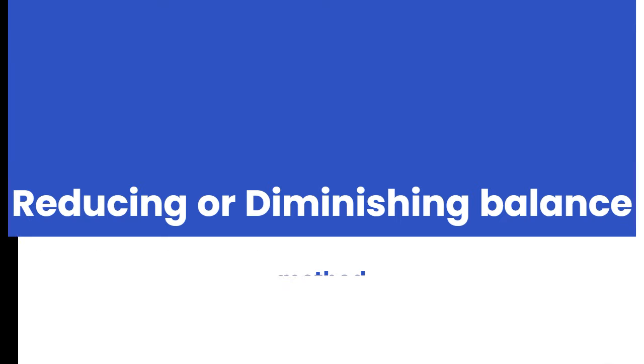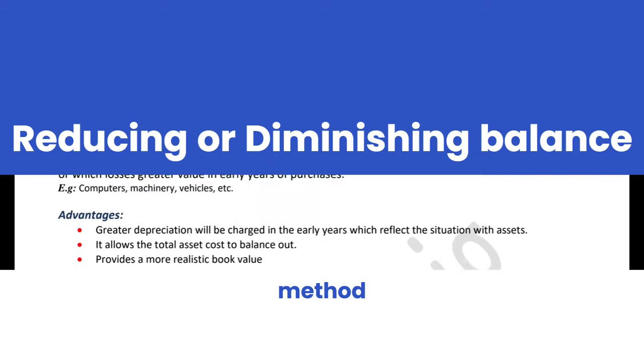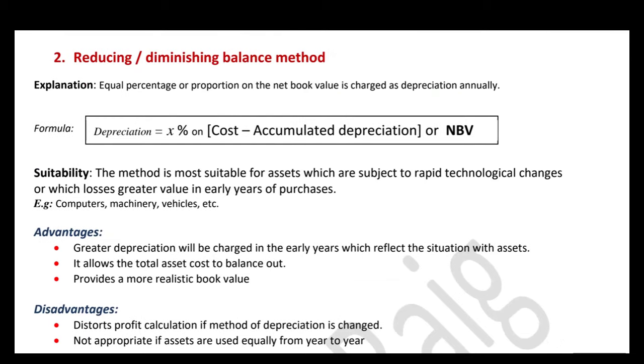Let's go to the second method of depreciation, which is the reducing balance or diminishing balance method. As you can see here, number two, reducing or diminishing balance method. The explanation for that is equal percentage or proportion on the net book value is charged as depreciation annually. What is the formula to calculate that? Depreciation, percentage on the cost minus accumulated depreciation.